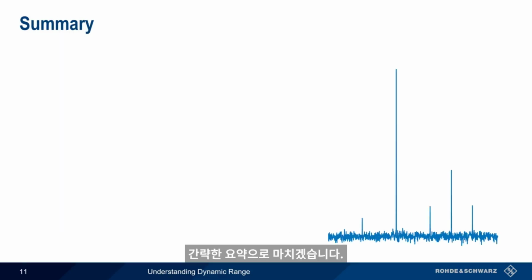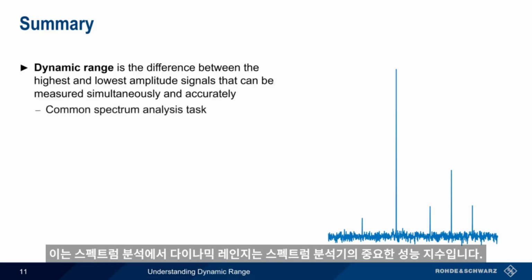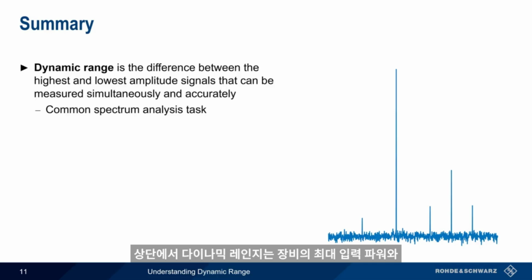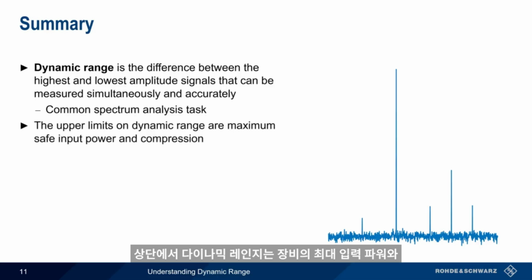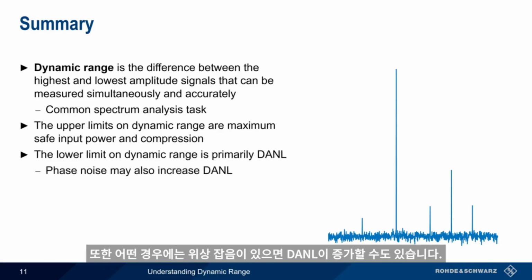Let's end with a brief summary. Dynamic range in a spectrum analyzer is defined as the difference in dB between the highest and lowest amplitude signals that can be measured accurately and simultaneously. This is a common task in spectral analysis, and therefore dynamic range is an important figure of merit for spectrum analyzers. On the upper end, dynamic range is limited both by maximum safe input power as well as by compression, which reduces amplitude accuracy. On the lower end, dynamic range is limited by the analyzer's noise floor, or DANL, which represents the minimum signal amplitude that can be measured. Note, too, that the presence of phase noise may also increase DANL in some cases.